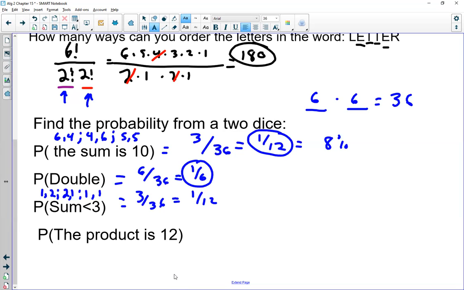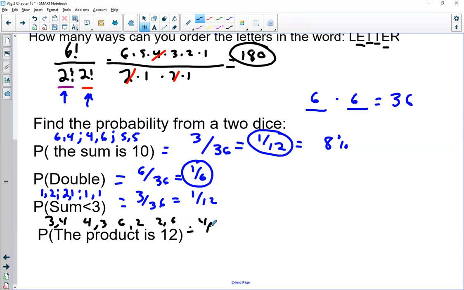So the product being 12, what does product mean again? Multiplication, so numbers that multiply to 12. On a die, more importantly: 3, 4, 4, 3, 6, 2, and 2, 6. So you have 3 times 4, 4 times 3, 6 times 2, 2 times 6. So 4 out of 36, which is 1 out of 9.